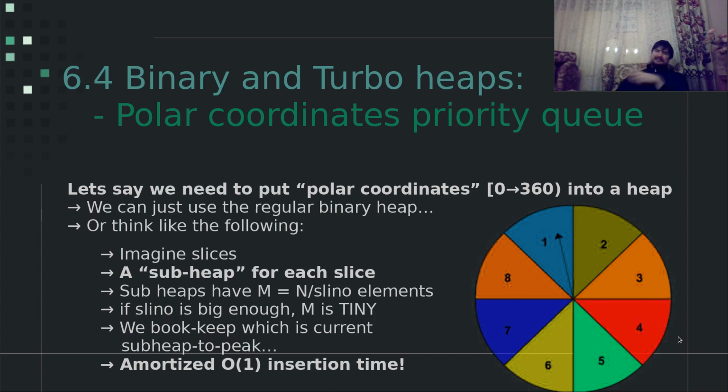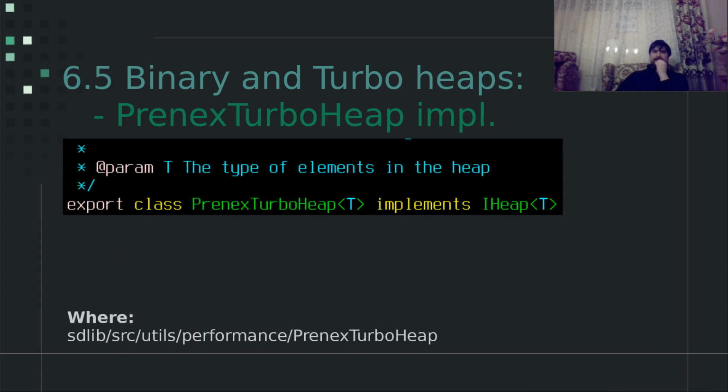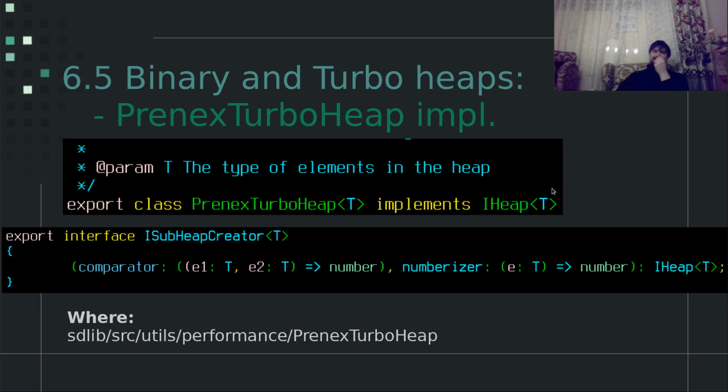And actually there is a little bit more bookkeeping, but I guess that's enough for you to get the idea. And we get amortized constant insertion time. It just all depends how you put this up. So how we are implementing this, we just say PrenextTurboHeap. Well, let's implement IHeap with this. Of course, it's not that simple, but yeah, that's where it is.